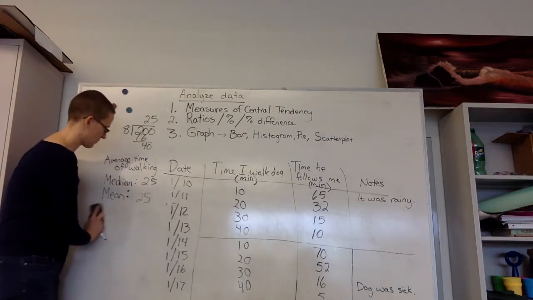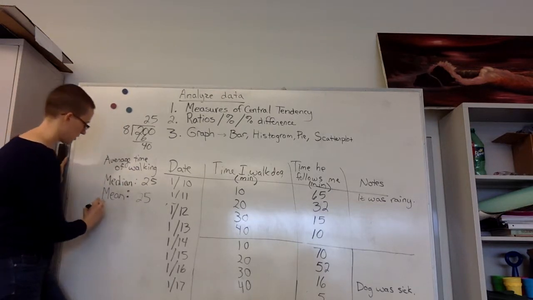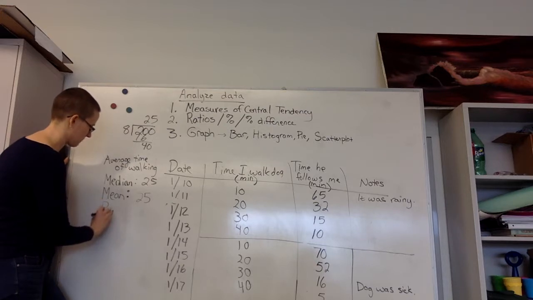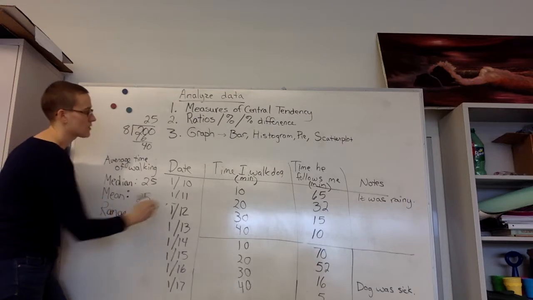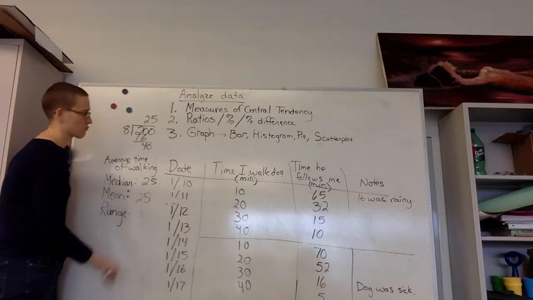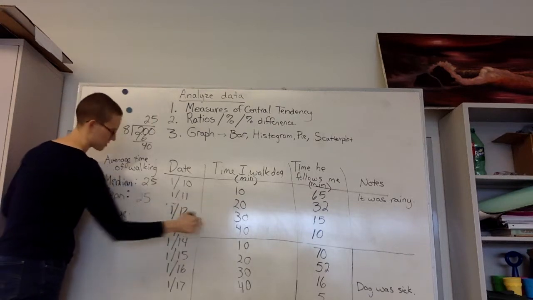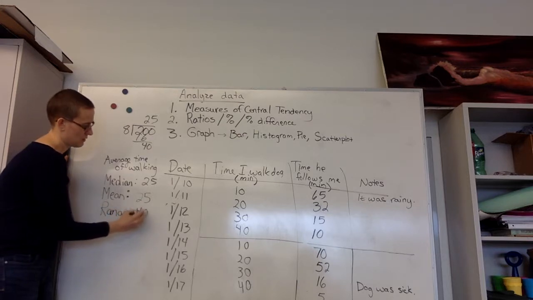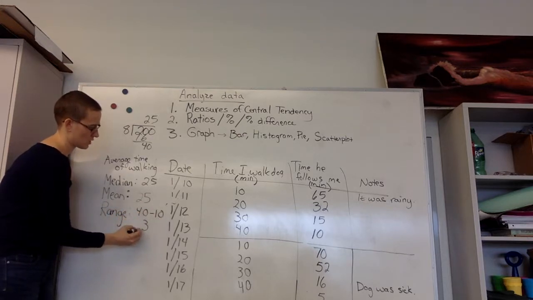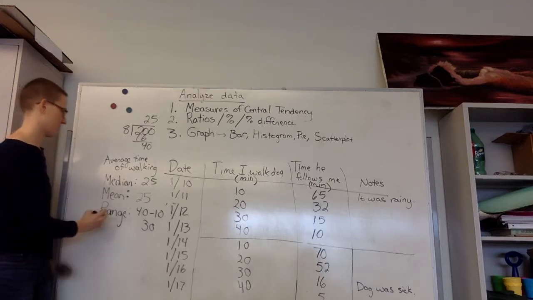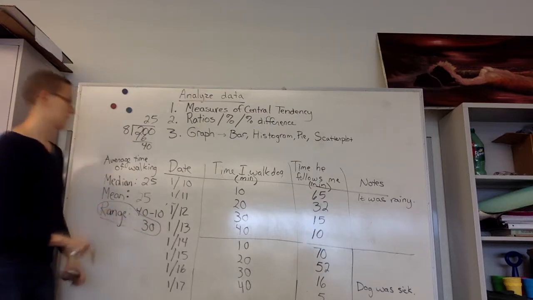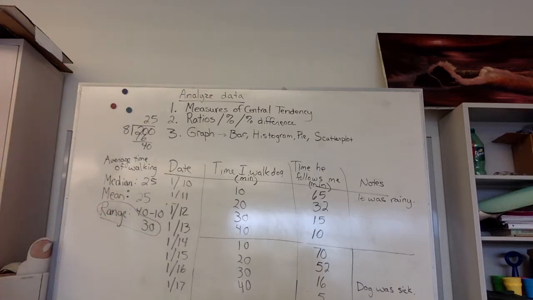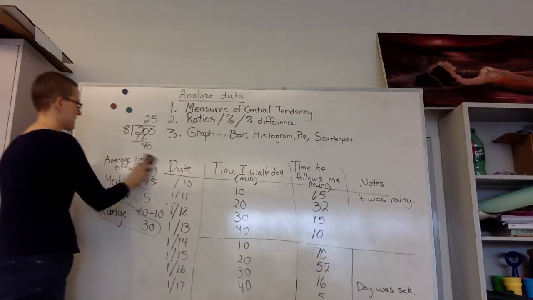The other piece of information we could include here is the range of my data. So I'm going to do the range just for the time I walked my dog. The range for this would be from 10 to 40. So if I do 40 minus 10, I get 30. So my range is 30. So that's one thing I might do to analyze it.